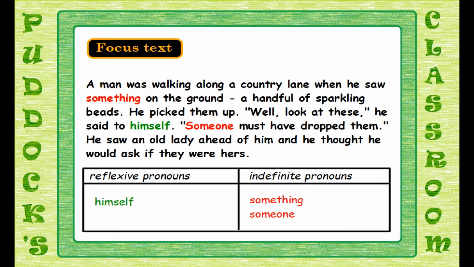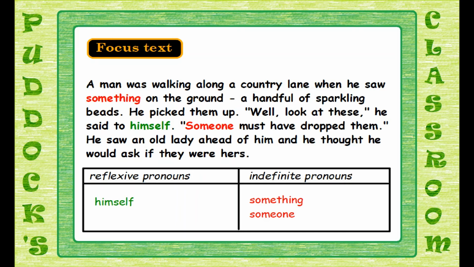We've also got in this passage some indefinite pronouns. Now an indefinite pronoun refers to something or someone that we don't really know yet. They have not been introduced in the passage yet. They do later on, but at the moment they haven't been introduced yet. So let's have a look at those two. The two examples we've got are something and someone.